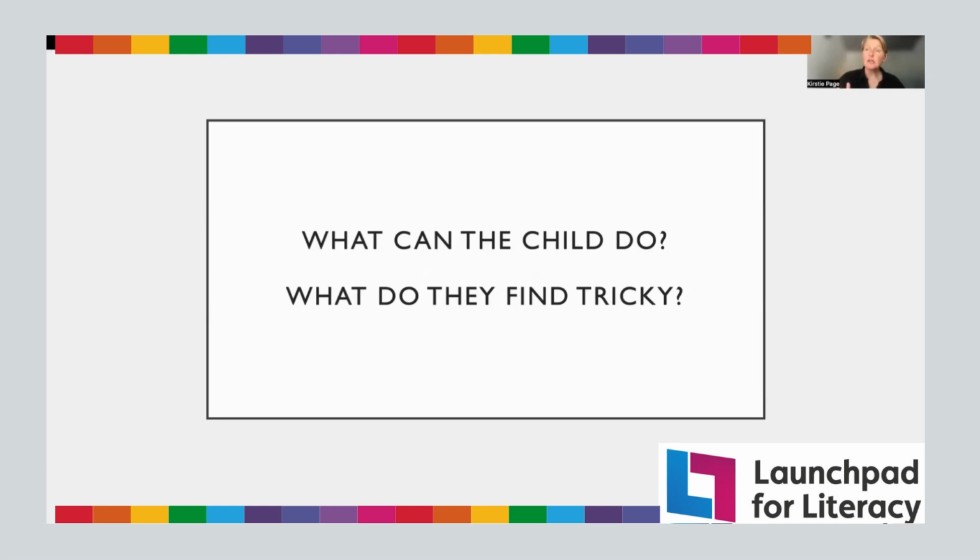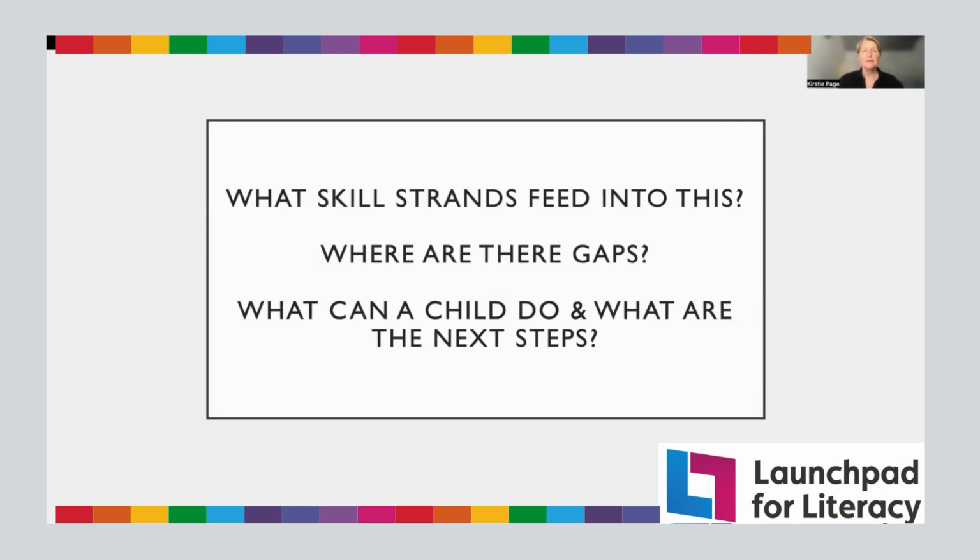And if the child is doing an element of phonics well, we're probably not going to have to identify a gap that's acting as a barrier in certain skill strands, because if there was a gap there, they wouldn't be doing well with that. So we can kind of rule that out as an issue. But what do they find tricky, and which skill strands feed directly into that sub-element of phonics?